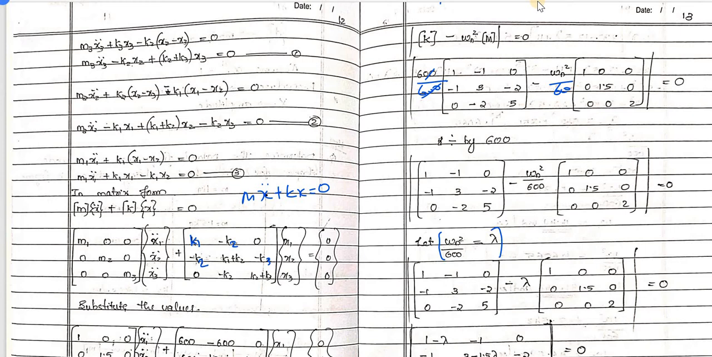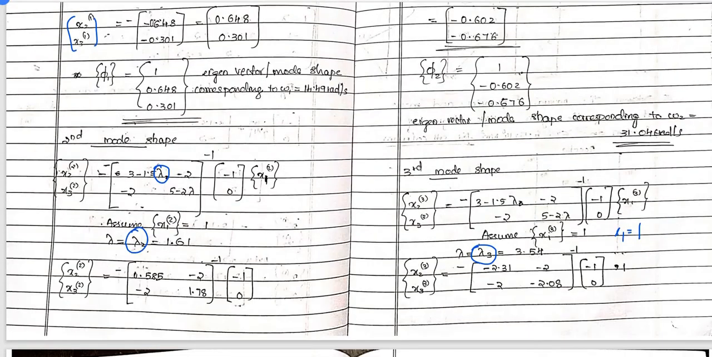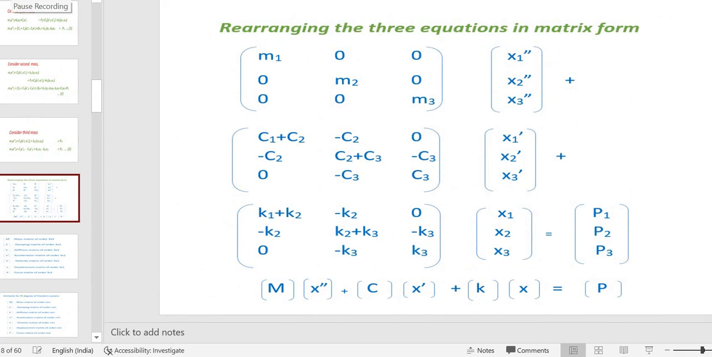So since here K values are the same, we didn't have any problem, but the only change is you need to understand what the equation is. Okay, this is the equation that you need to understand. So in the notes there are some mistakes, but you just follow this one. That is, the K matrix will be like K1 plus K2, minus K2, 0; minus K2, K2 plus K3, minus K3; 0, minus K3, K3.